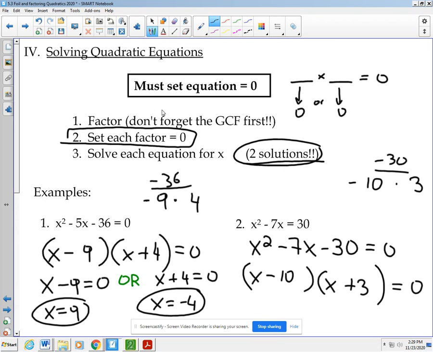Then if you look at the zero product property, this means that A could be 0 or B could be 0. So this means x minus 10 equals 0 or x plus 3 is equal to 0. If you solve it, you get x equals 10 or x equals negative 3. So we have two solutions. x could be positive 10 or x could be negative 3.